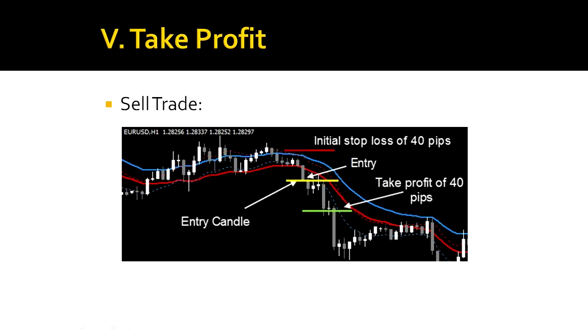What is the risk at this point? In this example, it's 40 pips. So what we're going to do is take profit at 40 pips in profit. It's really that simple. Now, as soon as price starts to move towards our take profit level, then we can inch our stop loss closer and closer to the entry.